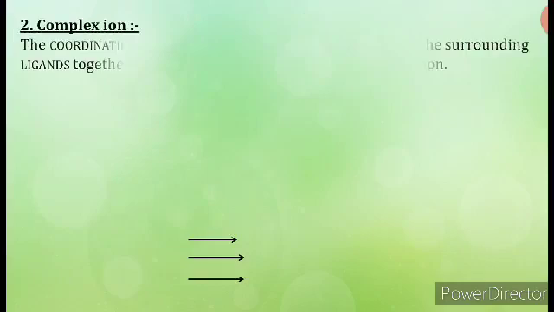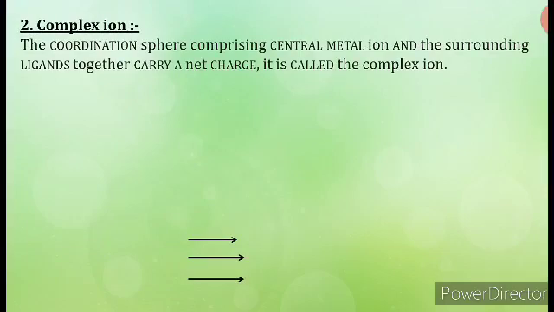Okay, then I think it is clear. Then the second term, that is complex ion. The coordination sphere comprising the central metal ion and the surrounding ligands together carrying a net charge is called the complex ion. Complex ion means coordination sphere with charge, either positive or negative.